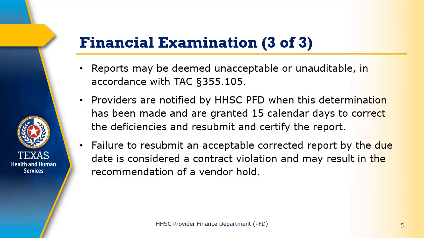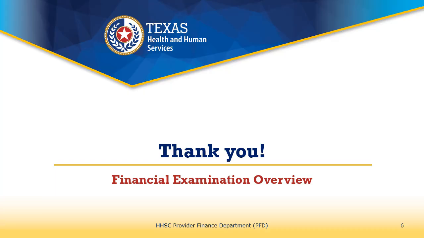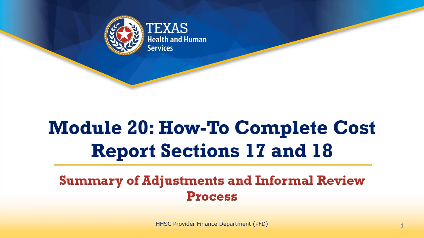Upon such a determination, providers are given 15 calendar days to remedy any deficiencies and resubmit the corrected report for certification. If a provider fails to submit an acceptable corrected report by the designated deadline, it may result in a contract violation and could lead to a recommendation for a vendor hold. This concludes our lesson for Module 19.